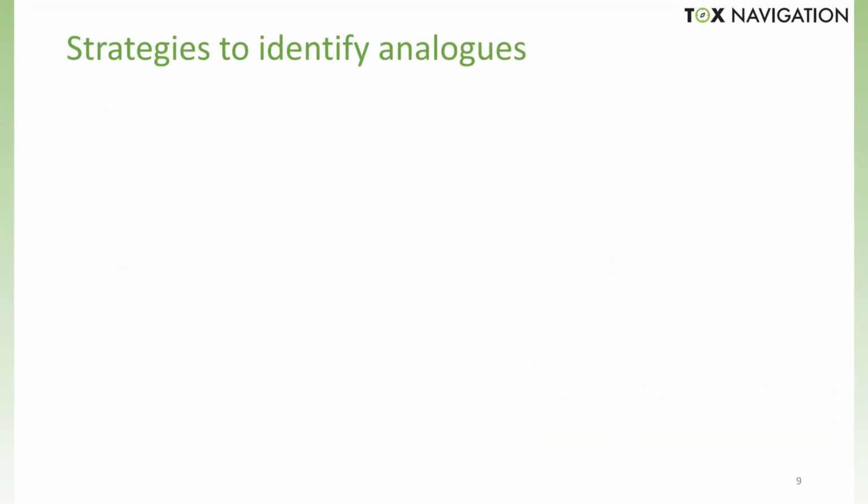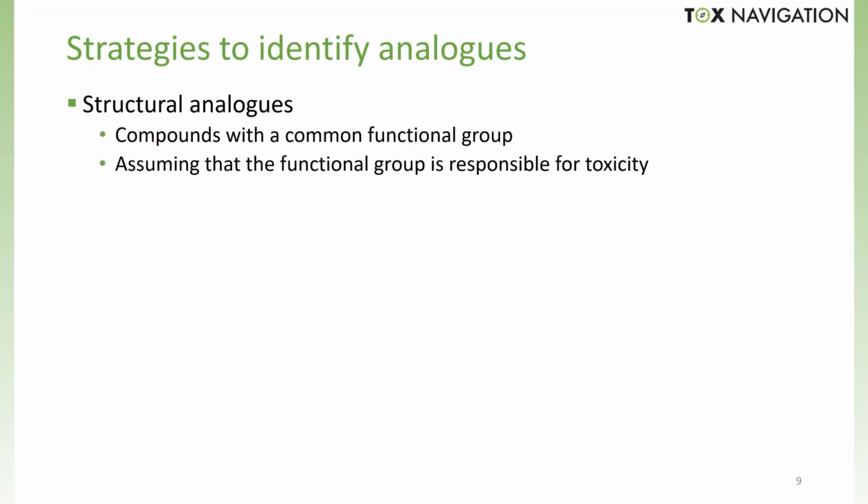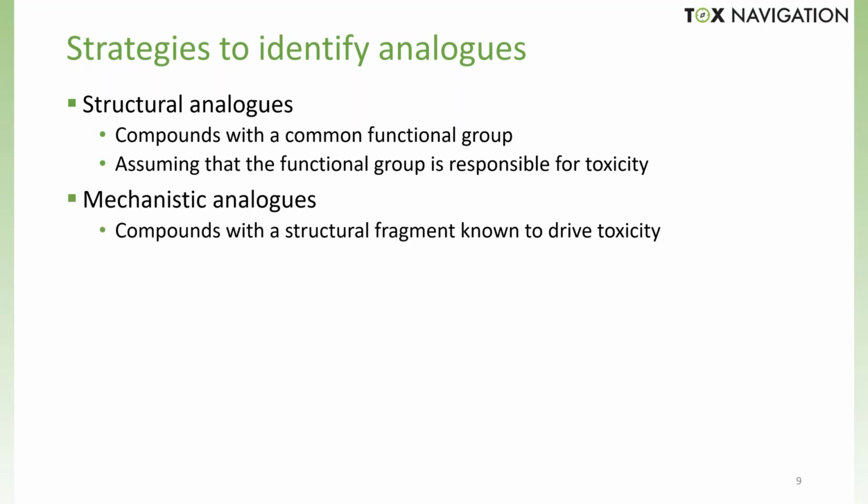Finding suitable analogues and assessing the analogue quality is perhaps the most important step in the read across. There are 4 strategies you can use. The first are structural analogues, where you assume a particular functional group is responsible for the toxicity endpoint. Mechanistic analogues can be used if you have information about the mechanism of action. For example, that a particular fragment drives the toxicity. Structural analogues can also be mechanistic.